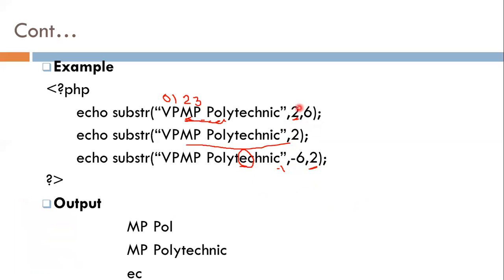So here, if the starting point is positive, then start from the left hand side. And if the start is negative, then read from the right hand side, meaning start from the end of the string and just read the number of characters given in the length field. And if the length field is empty, then read all the characters.